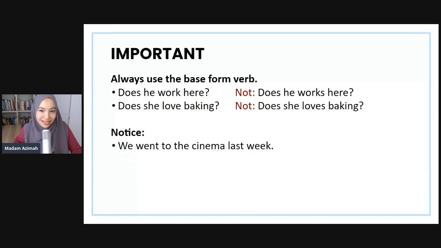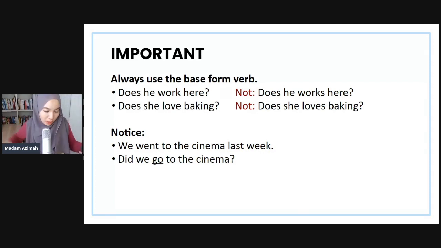So the answer is, did we go to the cinema last week? Right. If you want to finish it off, you want to repeat that exact same thing. Did we go to the cinema last week? So look at that. I've underlined go. Because go is the base form for went. Went is a past tense.